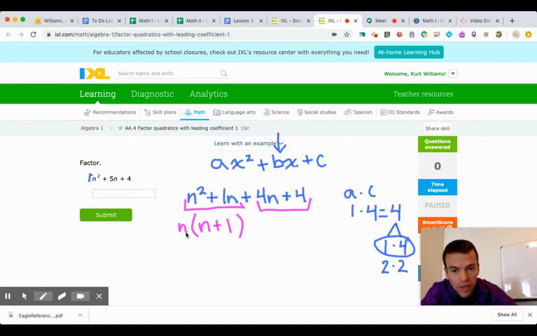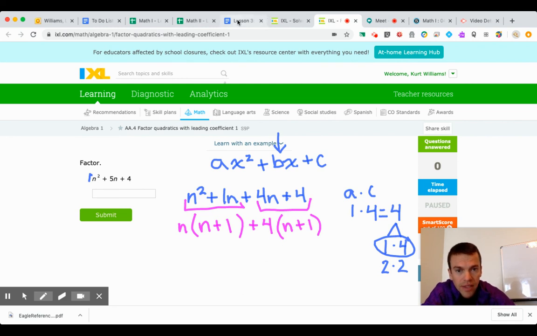If I distribute that, n times n is n squared and n times 1 is 1n. So that works out. Now I need to look for a common factor in the last 2 terms. I have 4n and just 4, so I can factor a 4 out. So I'll have plus 4, and inside my parentheses, n plus 1. When I multiply this 4 through, 4 times n is 4n and 4 times 1 is just 4. Now I'm pretty much done.